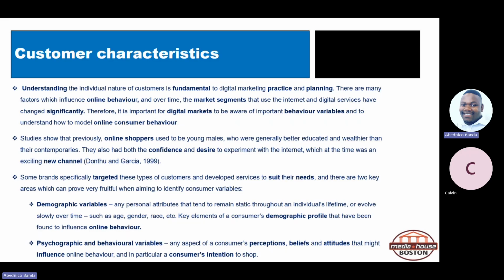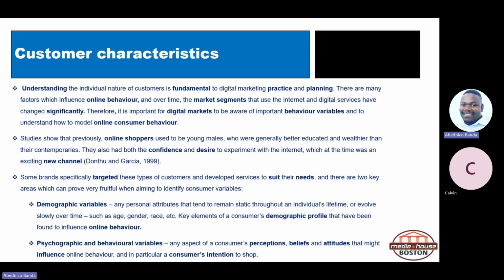For example, this source is from 1999. However, even during those days, especially in the Western countries where people have shopped even before 2000, it can be argued that online shoppers used to be young males who were generally better educated and wealthier than their contemporaries. They also had both confidence and desire to experiment with the internet, what at the time was a new channel. So that was in 1999. And think about it now, it's no longer young males, it's actually everyone, except babies, of course.